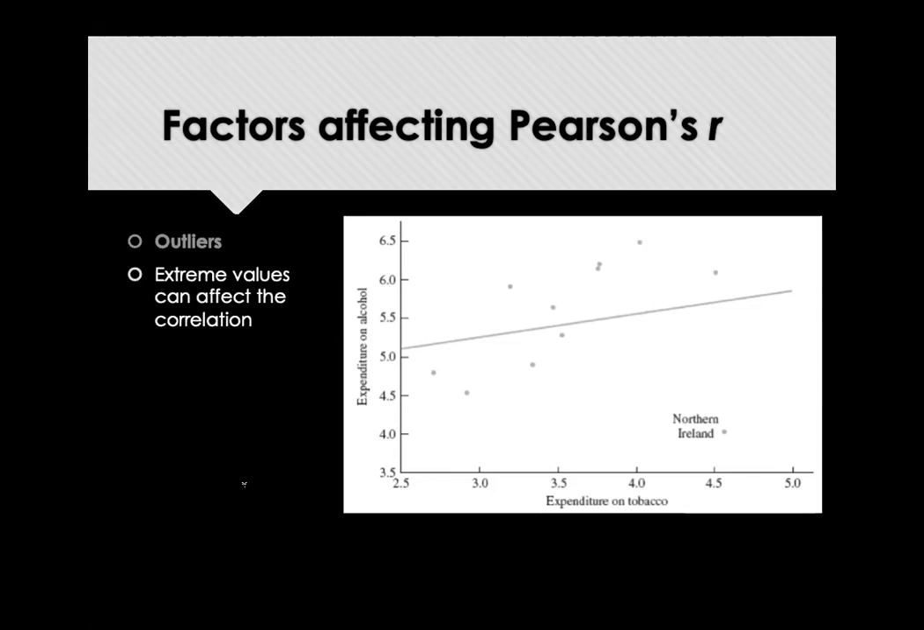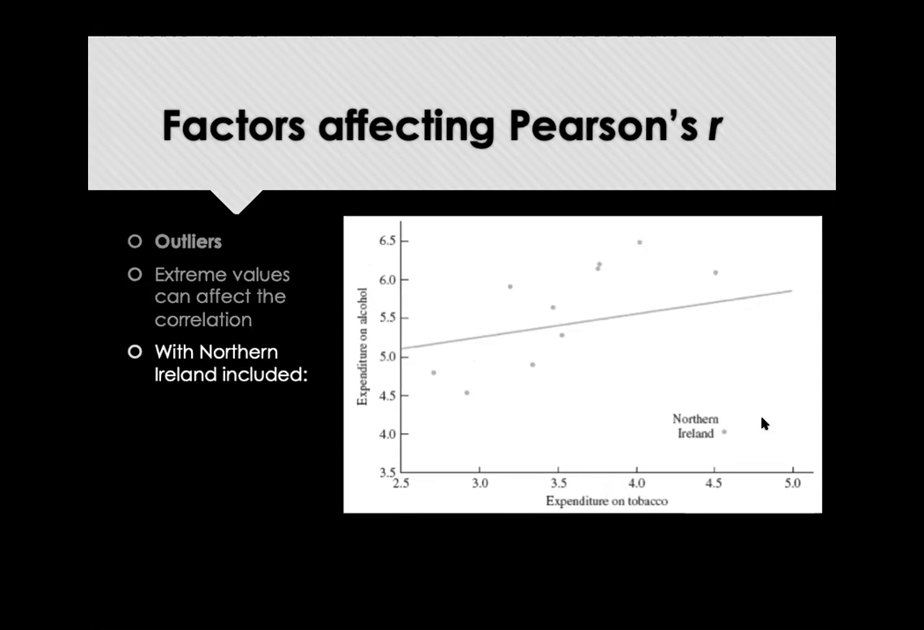Extreme values can affect the correlation. Here we've got expenditure on tobacco and expenditure on alcohol. The line that we can draw through these data points indicates a positive relationship, right? Not super strong, but as you spend more on tobacco, the spending on alcohol also goes up.